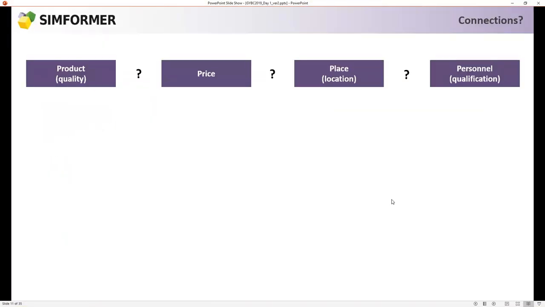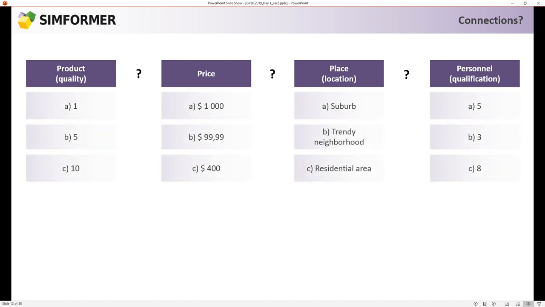Now, there's a little task that you will have to go through, and I'd strongly recommend to analyze this, and if you'll be watching videos, most probably, take a pause before you look for the answers. Here's a question. These are 3 products that you're willing to sell. The question is, what kind of price would you choose? Where would you choose to sell it? And what kind of personnel qualification would you choose to sell it as well?